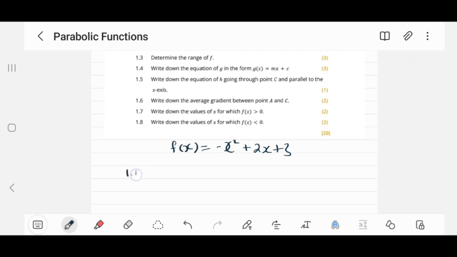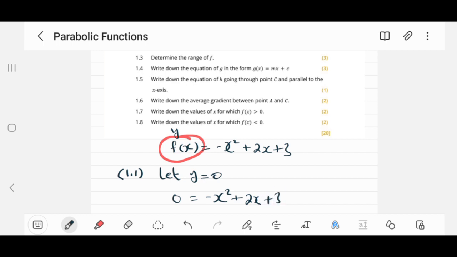Number 1.1, we let y to be 0. So y in this case is represented by f of x. f of x represents y, g of x represents y, t of x, whatever of x represents y. So we make that equal to 0. Then we have negative x squared plus 2x plus 3.